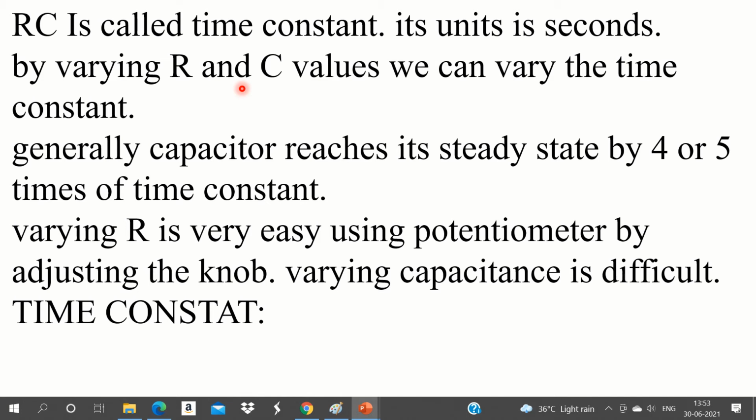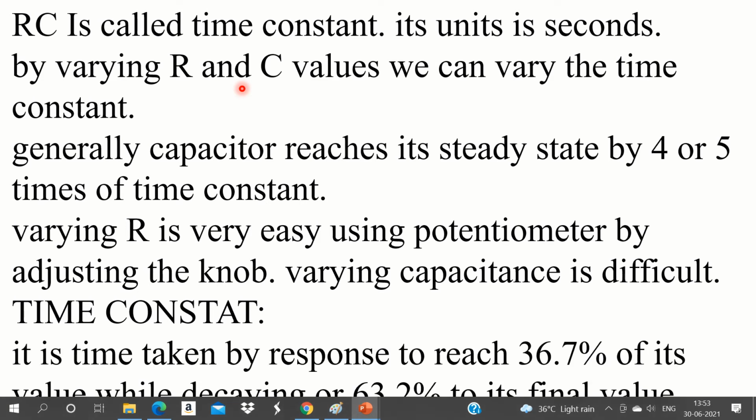So what is the time constant? Time constant means the time taken by the response to reach 36.7% of its initial value. Initial value is 1, so it is the time taken by the response to reach 36.7% of that. Suppose the initial value is 100 and it is decaying. The time it takes to reach 36.7% is called the time constant.